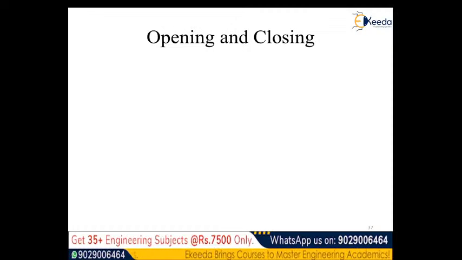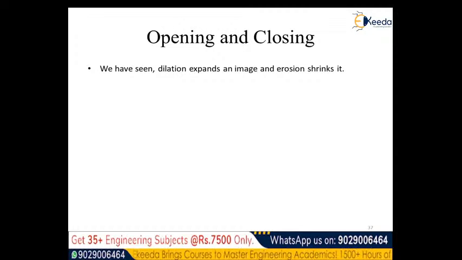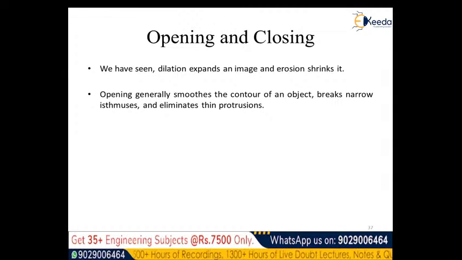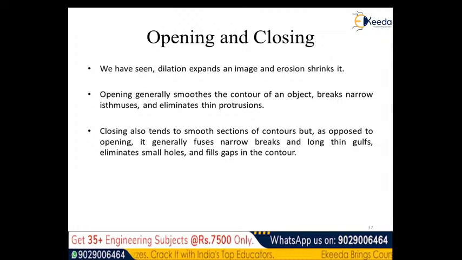I have just talked about dilation expanding the image, whereas erosion shrinks the image. Now we have opening and closing. Regarding the features of opening and closing, opening basically smooths the contour of the object. Contour means the edge, and it breaks narrow isthmuses and eliminates thin protrusions. Whereas closing tends to smooth sections of contours, but as opposed to the opening operation, it generally fuses narrow breaks and long thin gulfs, eliminating small holes and filling up the gaps in the contour here.